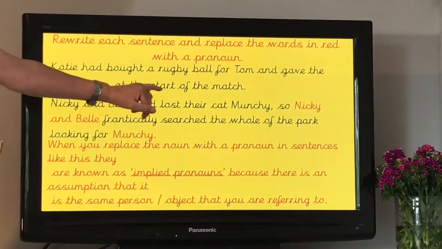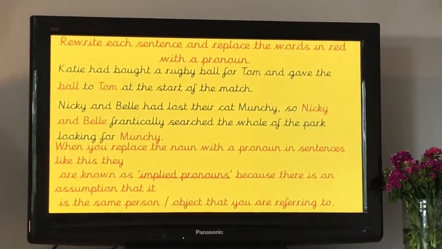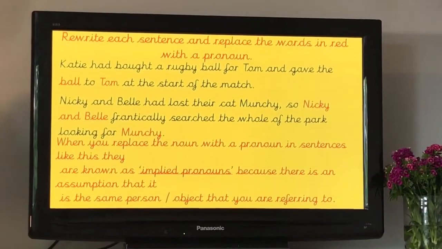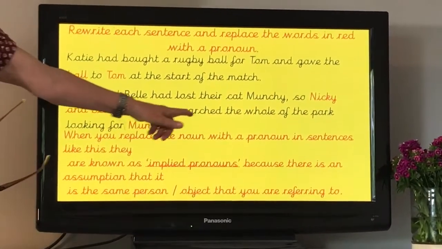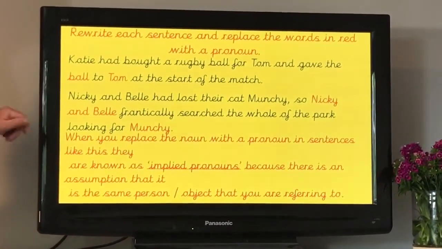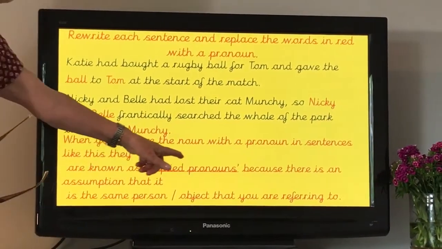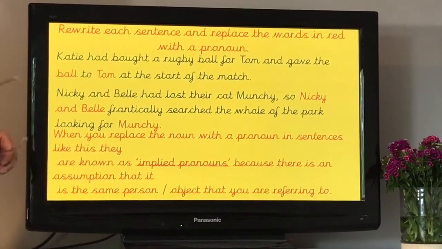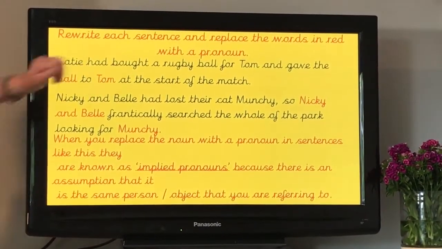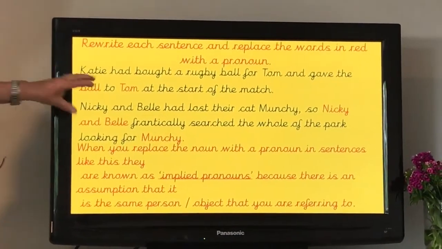Nicky and Belle had lost their cat Munchie, so Nicky and Belle frantically searched the whole of the park looking for Munchie. When you replace the noun with a pronoun in sentences like this, they are known as implied pronouns because there is an assumption that it's the same person or object that you're referring to. So stop the tape and have a go and see if you've got those.